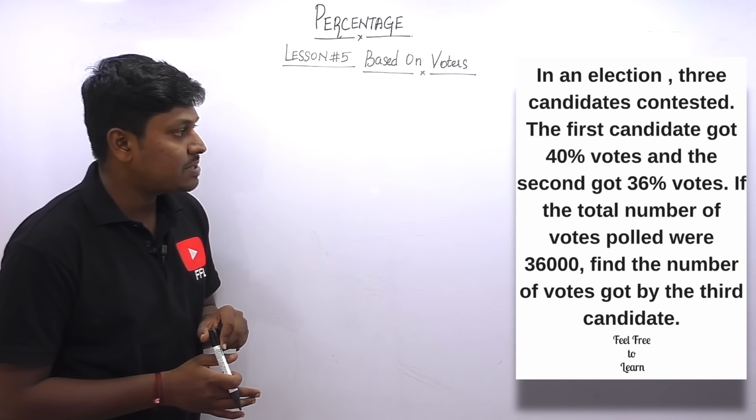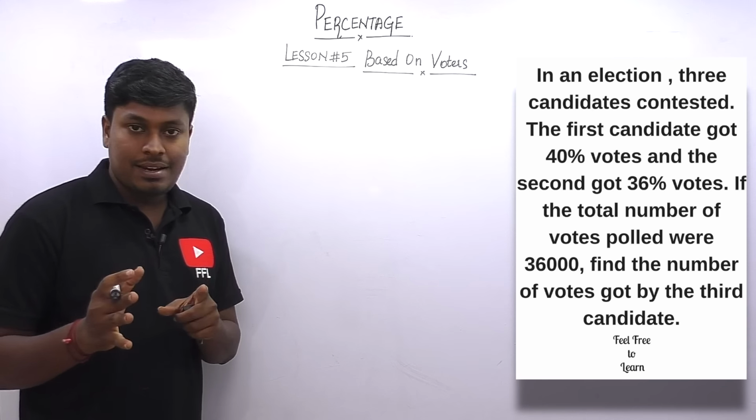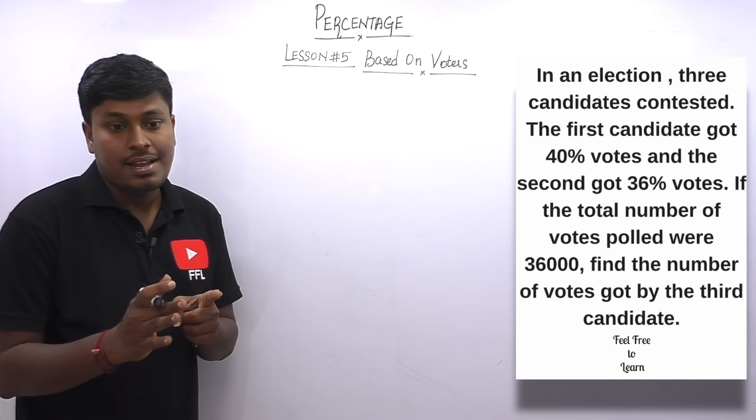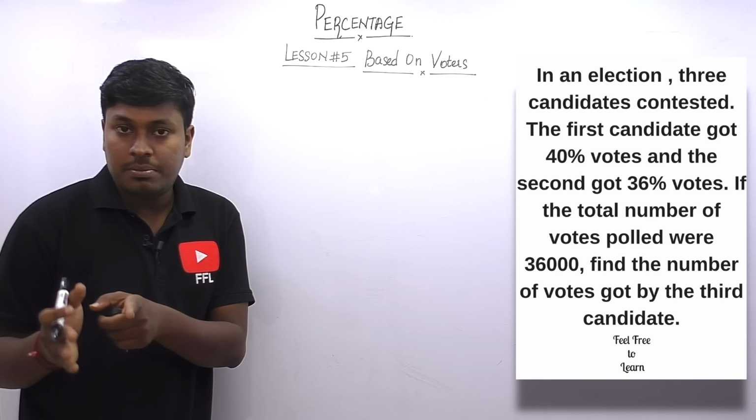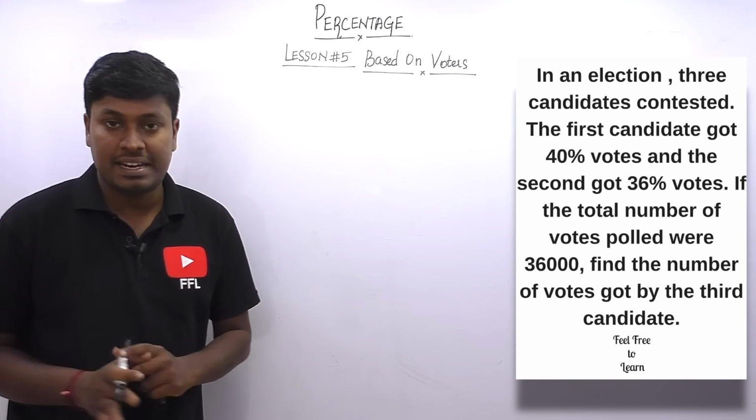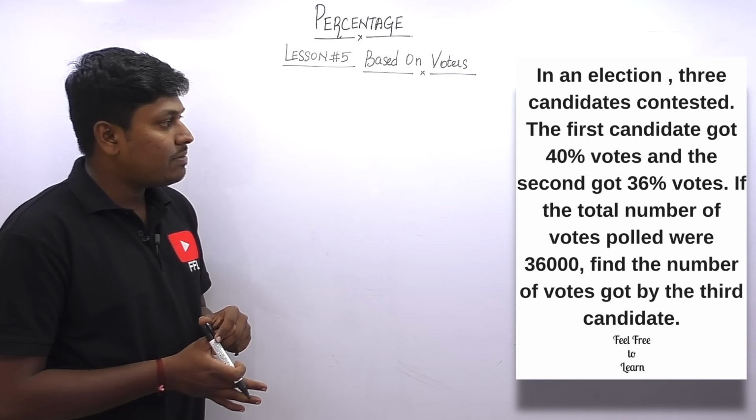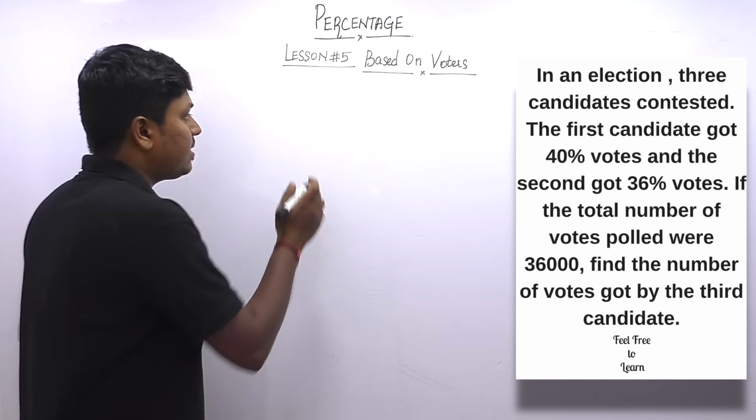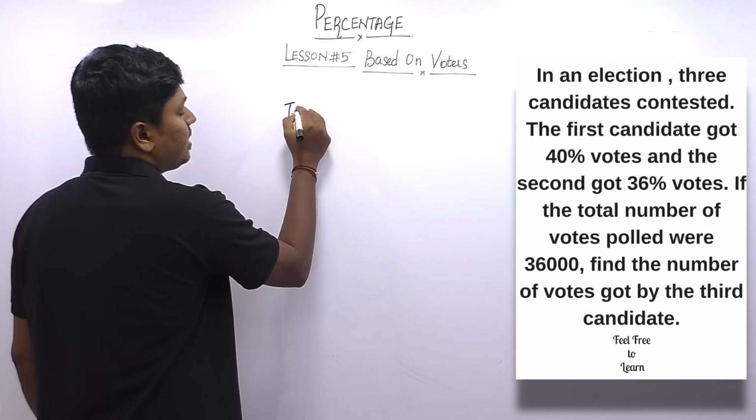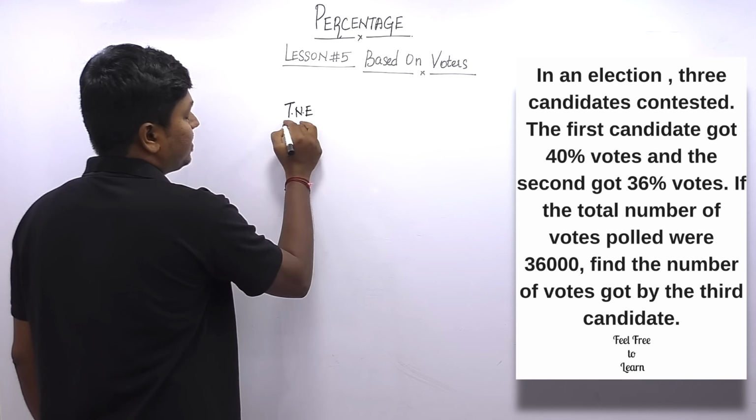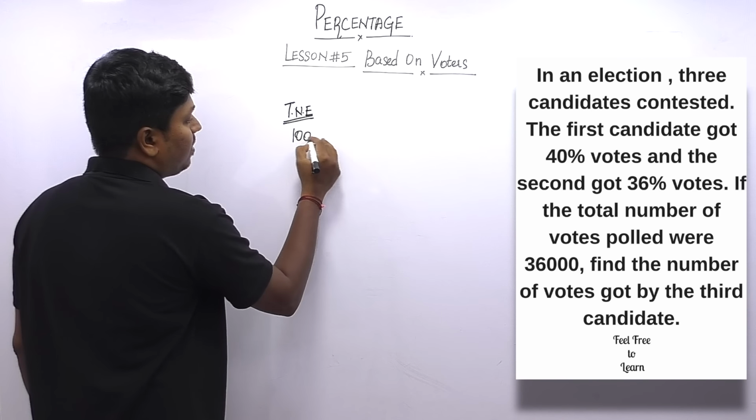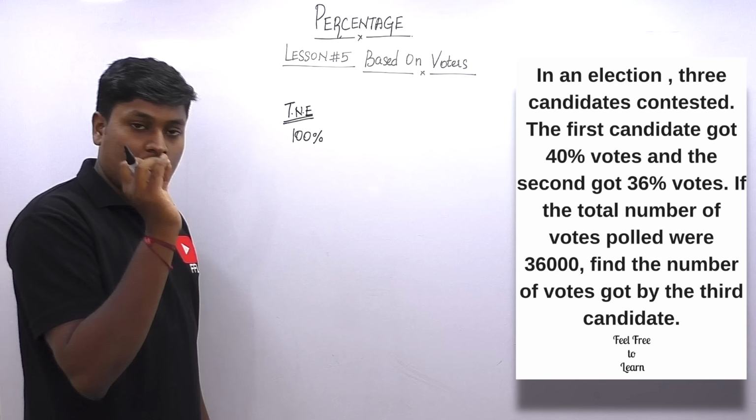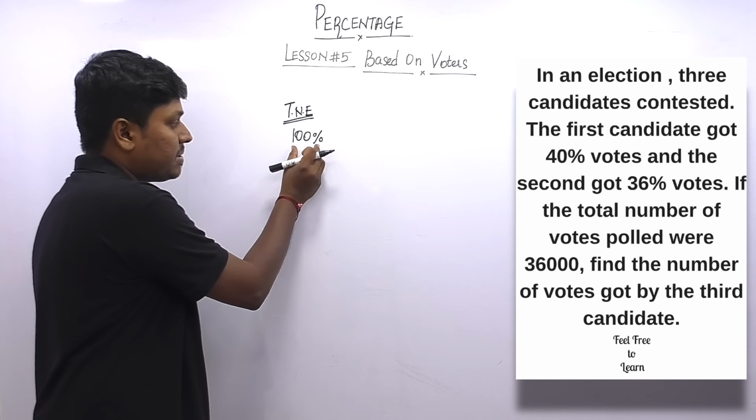So what are all the values they have given? Out of 3 candidates, one candidate got 40%, another candidate got 36%, and our target is to find the total number of votes that was got by the third candidate. Another value they have given is the total number of votes, which is 36,000. Always remember that the total number of votes enrolled is most important, we should always take this as 100%, a base value.